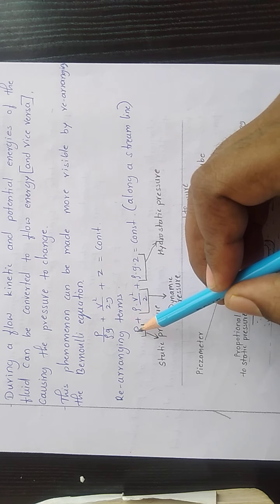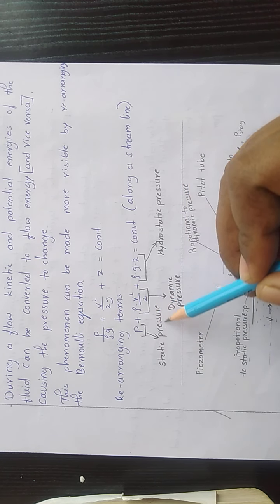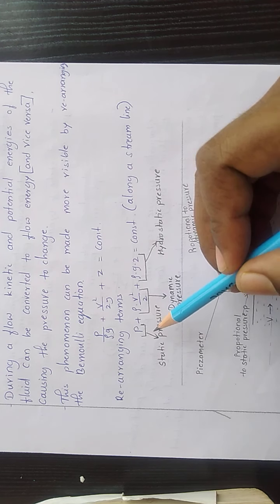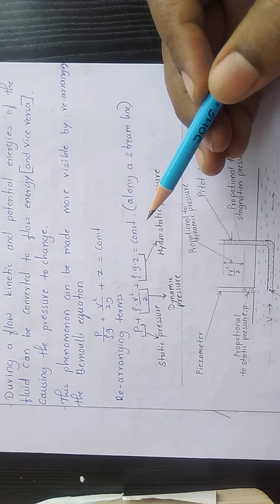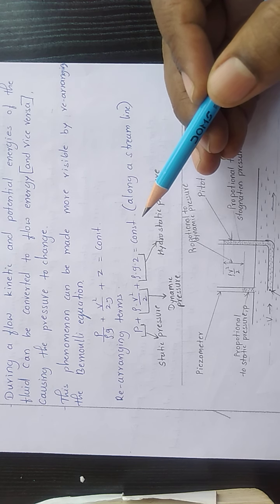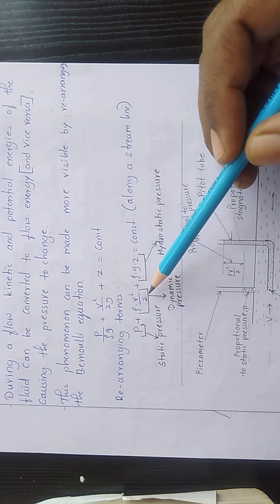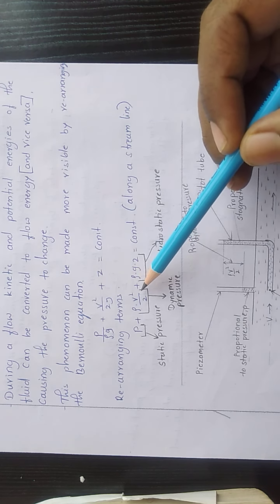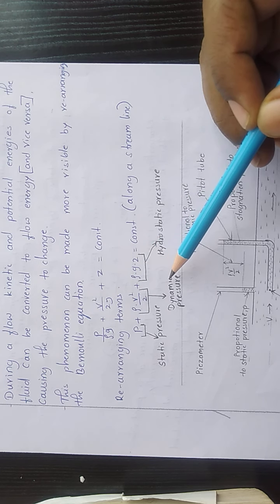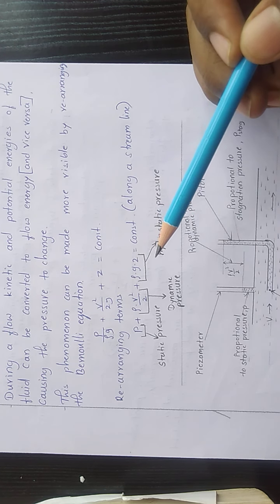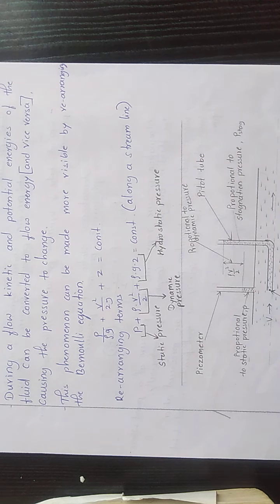This P we call static pressure. This is the actual thermodynamic pressure of the fluid. This is the same as the pressure used in thermodynamics and property tables. Next, rho V square by 2. This term we call dynamic pressure. It represents the pressure rise when the fluid in motion is brought to a stop isentropically. I'll explain to you the importance of this term.